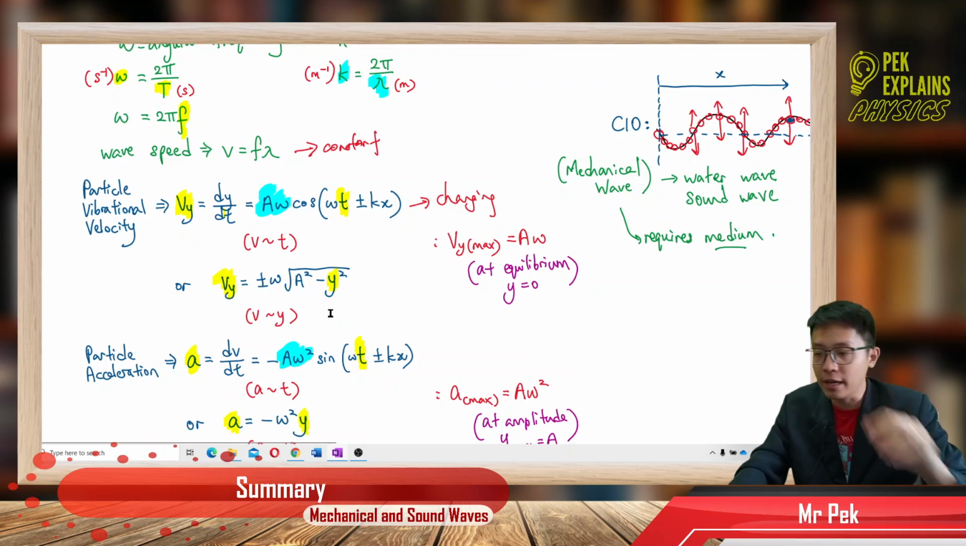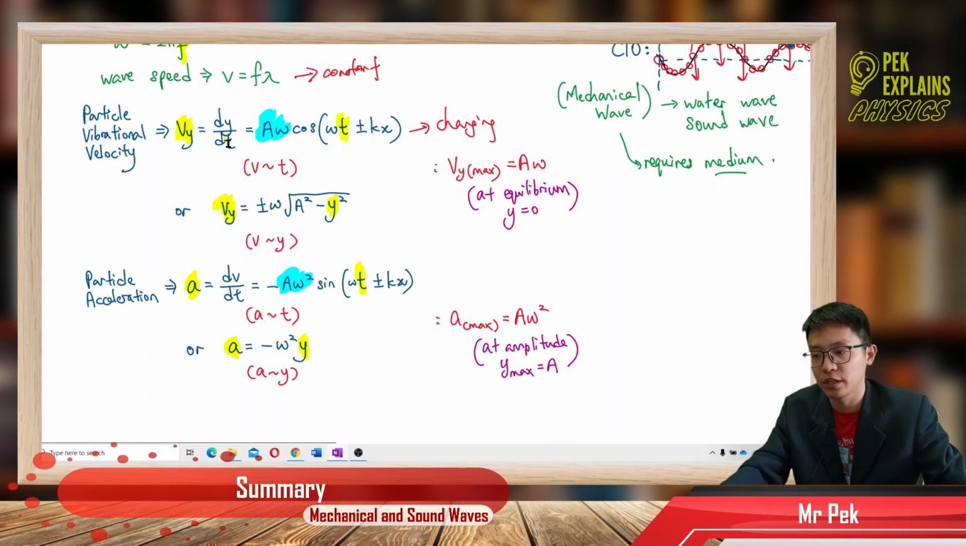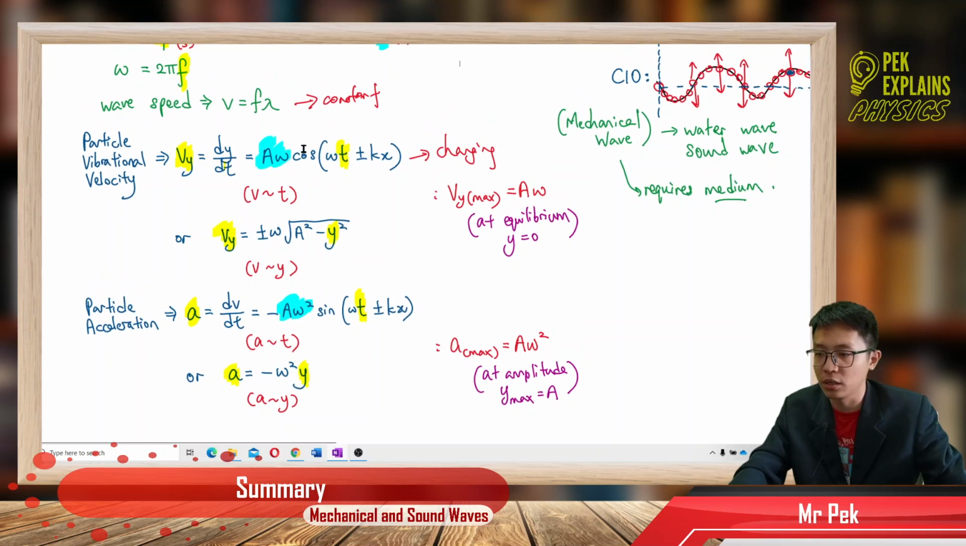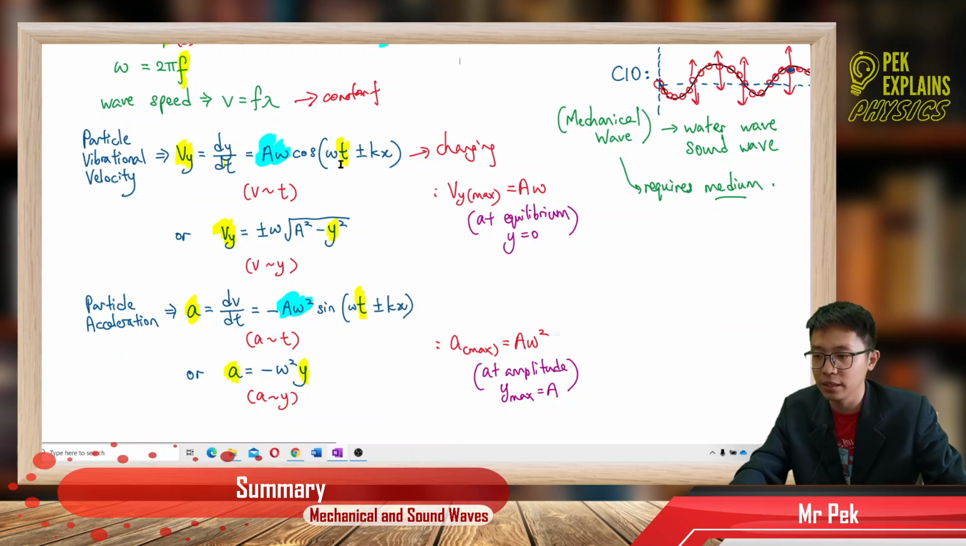Now, for particle acceleration, we just differentiate the velocity equation to get the acceleration versus time equation. Differentiate the cos, we get a negative sign. Differentiate the omega t, we get another omega, which goes to the front and becomes omega squared. So this is the a versus t equation. The maximum acceleration is Aω², and it happens at the amplitude. When you have maximum displacement at the amplitude, the particle has the maximum acceleration towards the equilibrium.